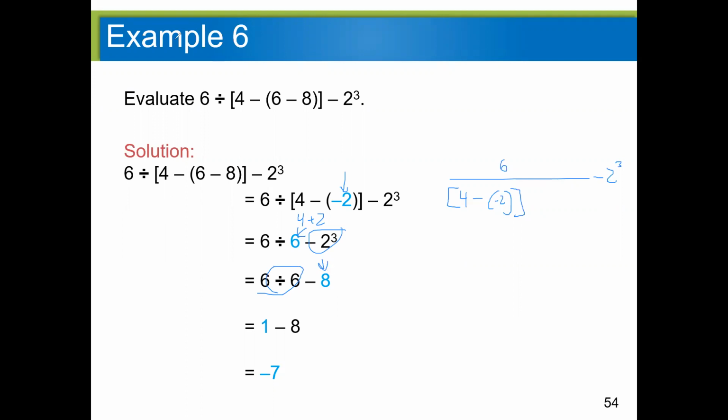What I did wrong, just to remind you, is when I broke it up this way, I put this on the bottom. And that was incorrect because the square brackets told me what is being divided by. I am not dividing 6 by -2 to the third. I am only dividing 6 by what is in those square brackets because I do those square brackets first.